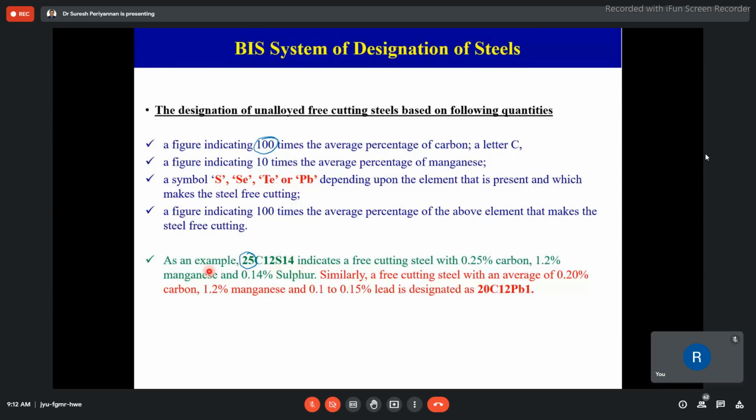Okay. But see here, it depends upon the element present, which makes the steel free cutting. Now the last step we should follow is the figure indicating 100 times the average percentage of the element that makes the steel free cutting. Now how is it? Now I am taking this designation. Now this designation I am taking. I take some other color.